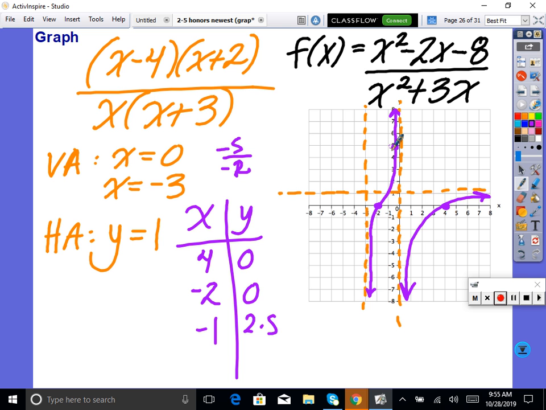Right? Okay, now I need more graph. It's going to be either here or up here. So how am I going to know? Well, let's use our brains here. I could test -5, couldn't I? Would that be wise? No.